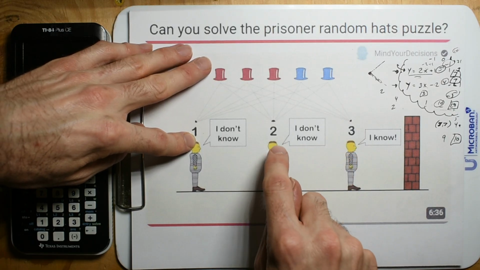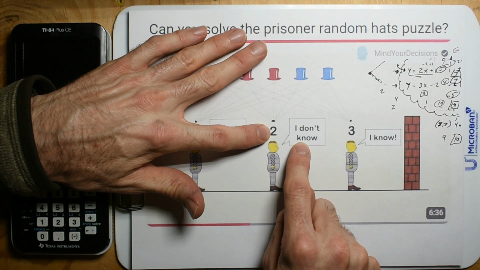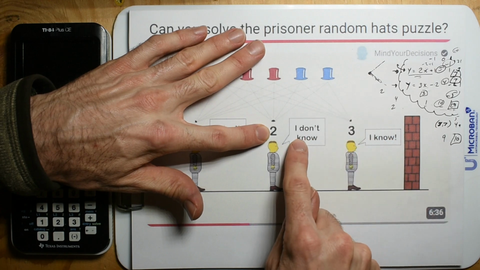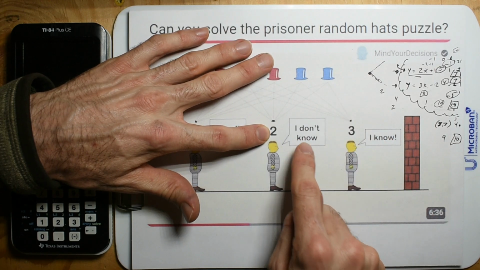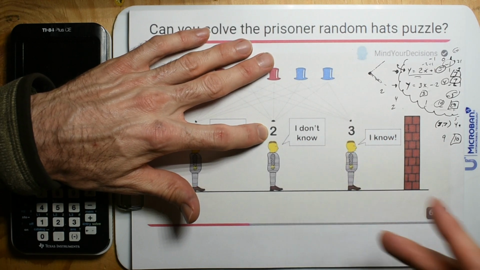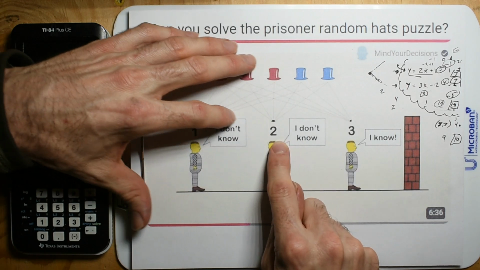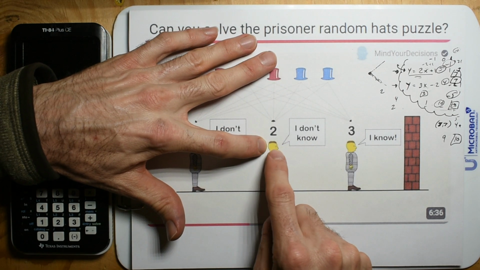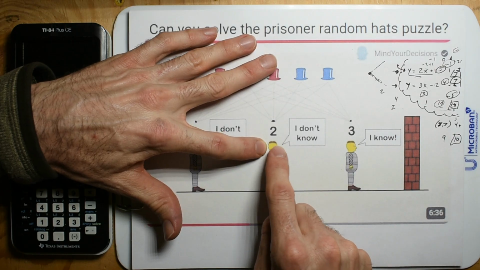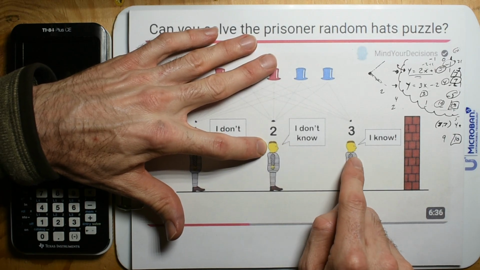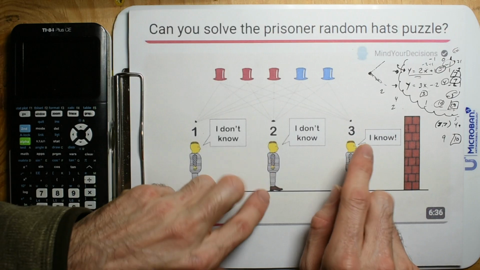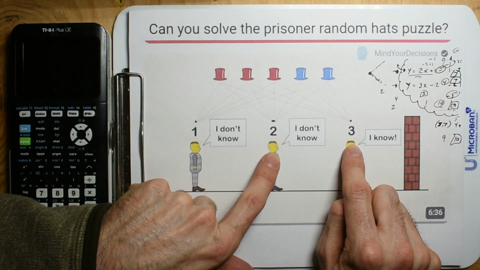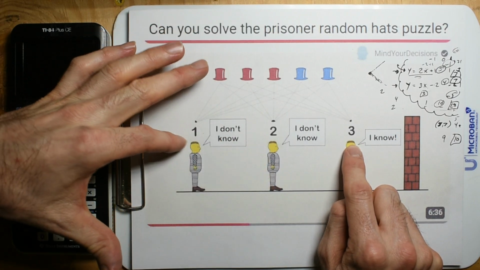But then when prisoner 2 says, "I don't know," I don't think you should focus on that. I think you should focus on what if prisoner 2 said, "I know." If prisoner 2 says, "I know what color hat mine is," it's because prisoner 3 has a blue hat. Now, is that the only scenario? Because what if prisoner 1 has a blue hat on?